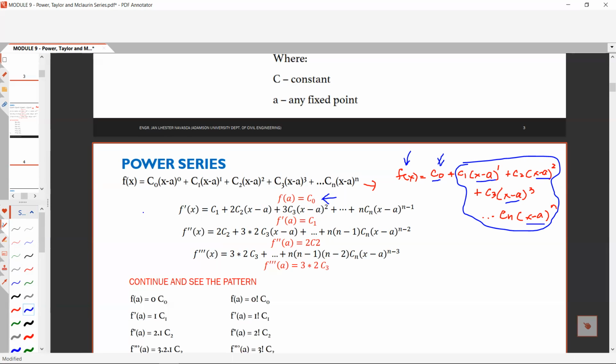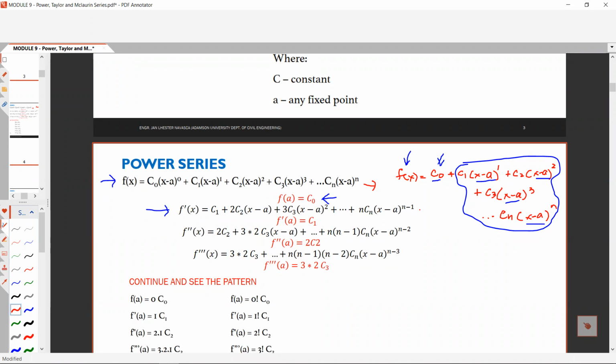So if we take the first derivative of f of x, or the power series, what is the derivative of c sub 0? Any constant, the derivative of a constant is 0. What we have left is c sub 1. The derivative of x minus a raised to 1 is 1, plus c sub 2 times 2 times x minus a.